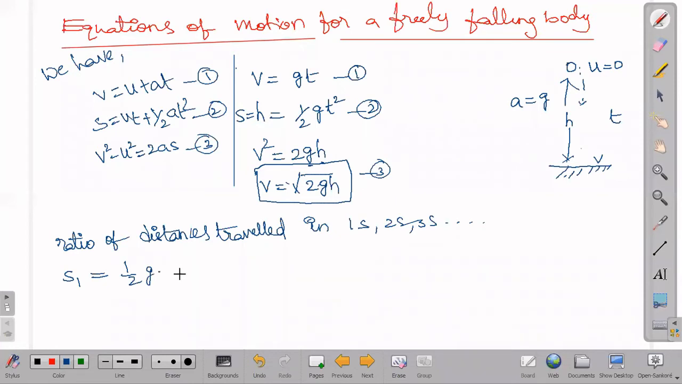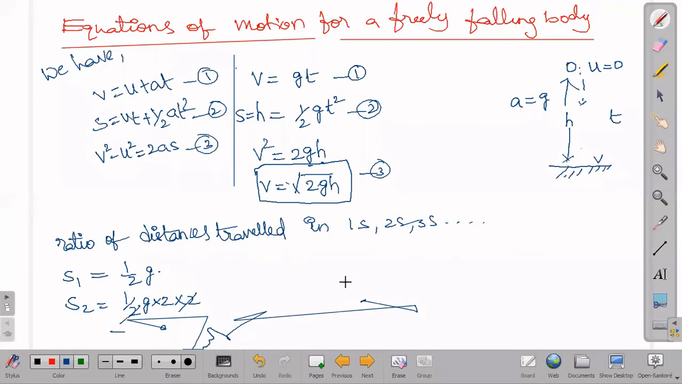So what did we get? g by 2 we got. Same way, S2 is equals to the distance traveled in 2 seconds. In complete 2 seconds, how much distance will it travel? Half into g into t square. The t value is 2, 2 square means 4. So the 2 will cancel out. What is left out? 2g is left out. This is the distance traveled in 2 seconds.